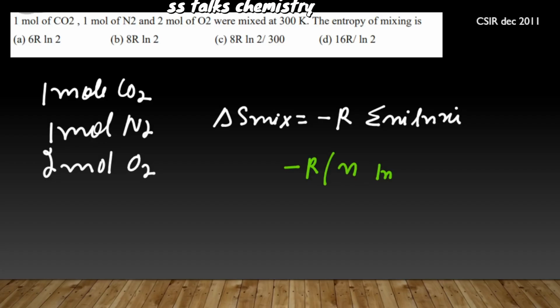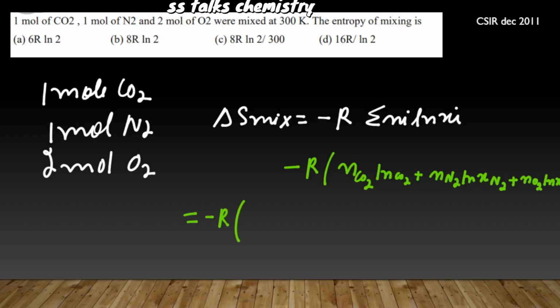Number of moles of CO2 into ln of the mole fraction of CO2, plus number of moles of N2 into ln of the mole fraction of N2, plus number of moles of O2 into ln of the mole fraction of O2. Right? This is going to be there. So this is minus R.